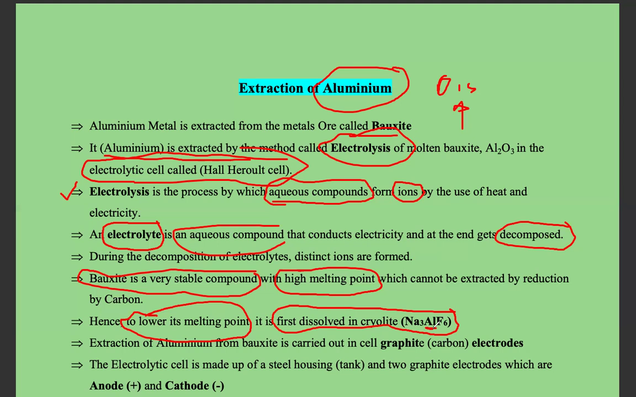First thing first, you need to understand the method that is used. Secondly, you need to understand the metal ore and its chemical formula. You also need to understand the reason why the first thing we do is that the aluminium oxide must be dissolved in cryolite, so that we lower the melting point.